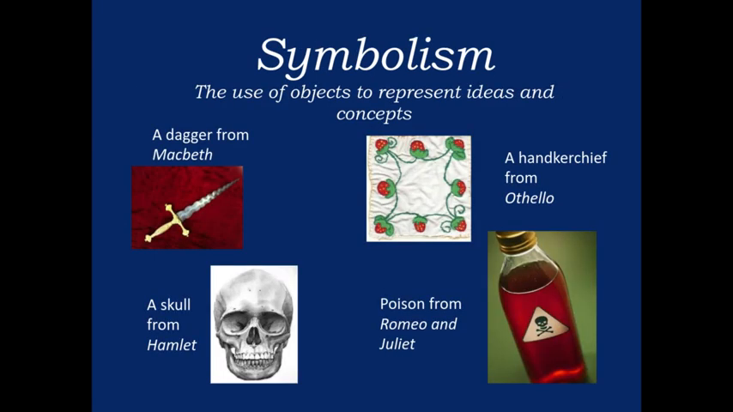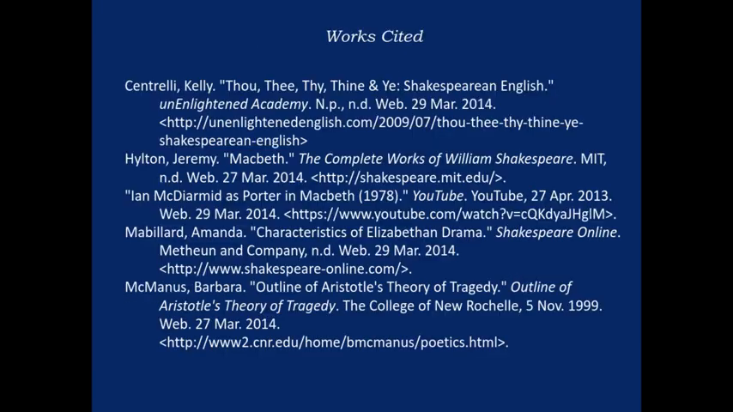Okay, symbolism, we've talked a lot about with the Scarlet Ibis and some of our other works. It's the use of objects to create ideas and concepts. So here we've got a dagger from Macbeth, a skull from Hamlet, poison from Romeo and Juliet, and a handkerchief from Othello. So these are meaning deeper things. When we read the Scarlet Ibis, for instance, the Scarlet Ibis actually stood for Doodle. Okay. Red could stand for something. So you will see those repeated images that are standing for those larger concepts.